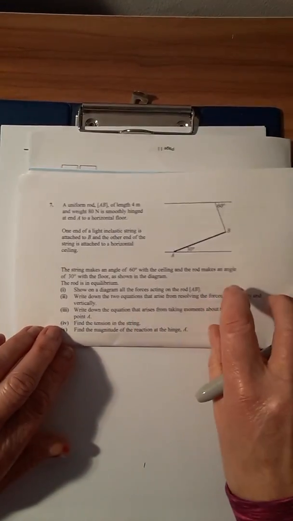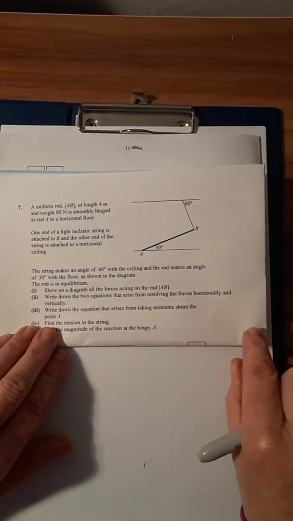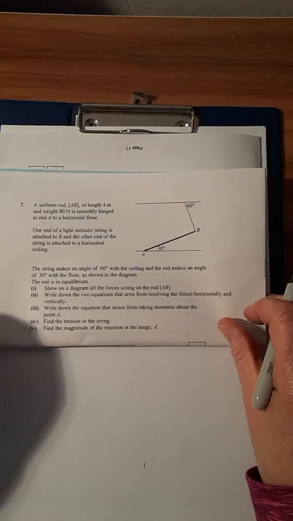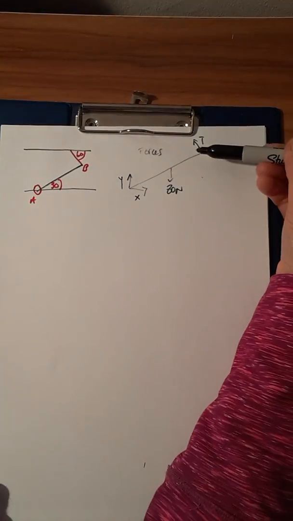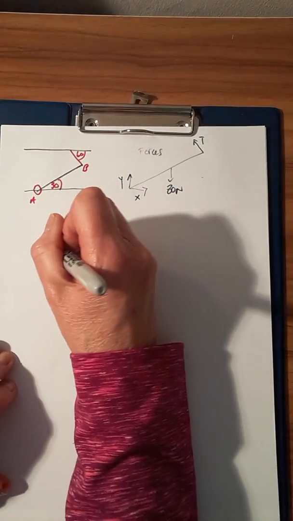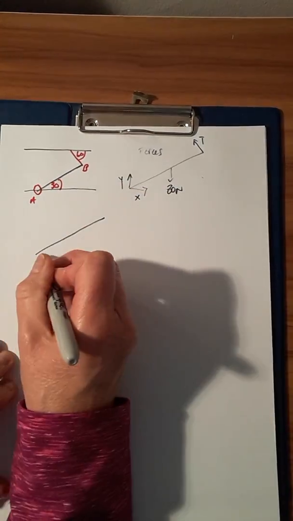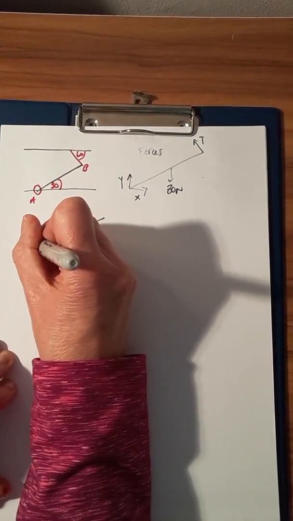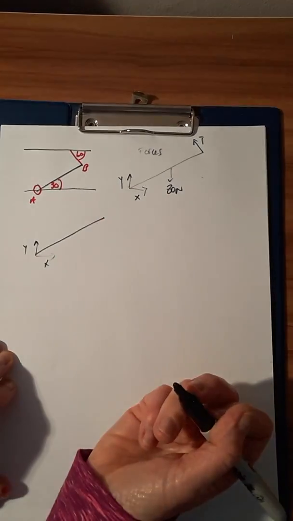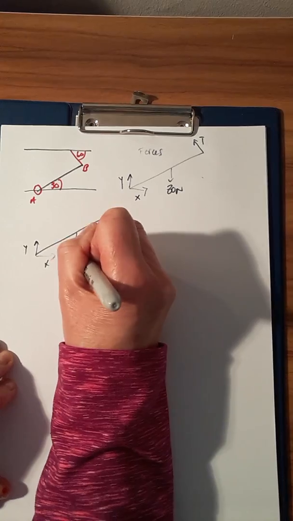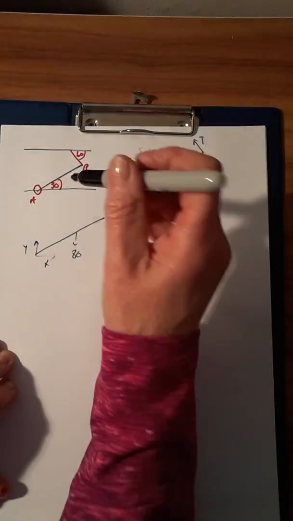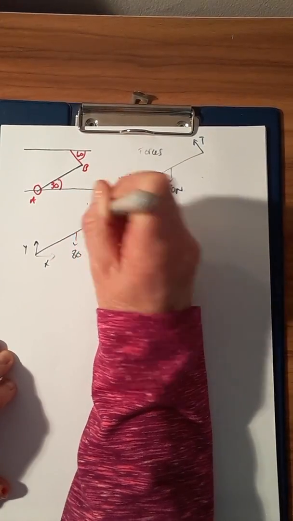Second part of the question says, write down the 2 equations that arise from resolving the forces horizontally and vertically. Okay, so the one I have to resolve is this one up here. So I've got my rod. I have X and Y. I have the weight force acting down. And then I have this T force here. So this is my tension force.